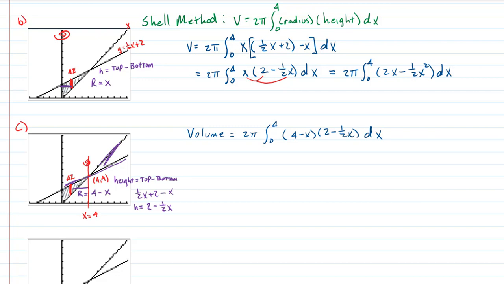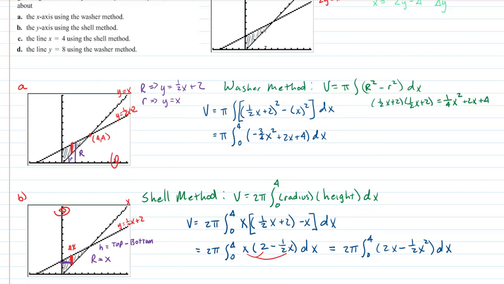Before I'm ready to integrate, what do I need to do here? You need to FOIL that out and simplify your integrand. So when I multiply my first terms together, I'm going to get 8. When I multiply my outside terms together, I get minus 2x. Inside gives me a minus 2x, so that would be a minus 4x. And then when I multiply my last terms together, I get 1/2 x squared, dx. And so I would evaluate this integral using these bounds in order to get the volume.